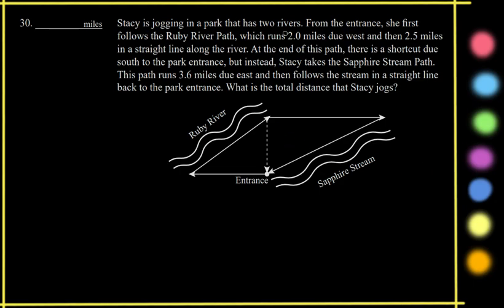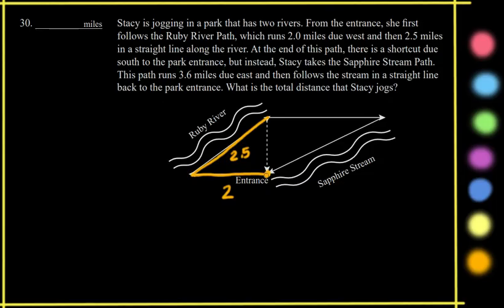This one you kind of had to read the problem carefully. It says Stacy is jogging in a park that has 2 rivers. From the entrance, okay, the entrance is labeled here, she first follows the Ruby River path, which runs 2 miles due west. Okay, west is in this direction, so this is 2 miles. And then 2.5 miles in a straight line along the river. You've got the river drawn in here. She turns, and she goes 2.5 miles along the river. That's 2.5 miles. It says at the end of this path there is a shortcut due south to the park entrance.